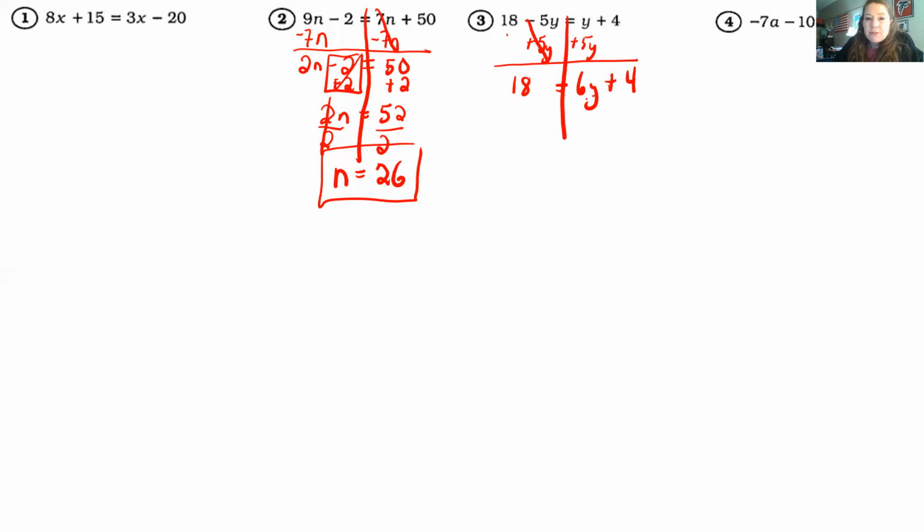Now my y is on the right side of the equal sign, so I'm going to get rid of this times 6 and plus 4. So I'm going to do the opposite of plus 4 first, which is subtracting 4.